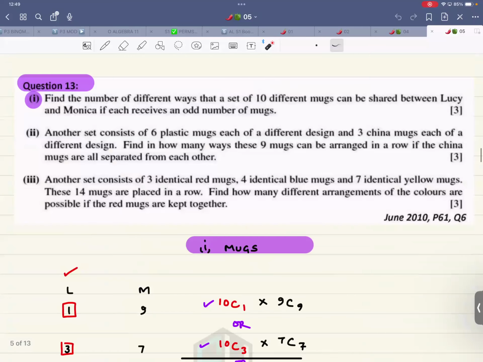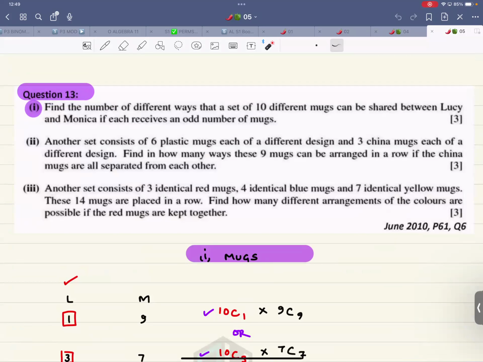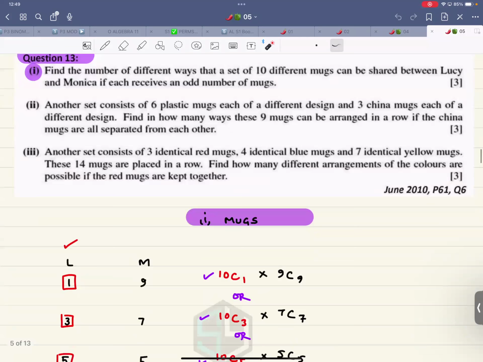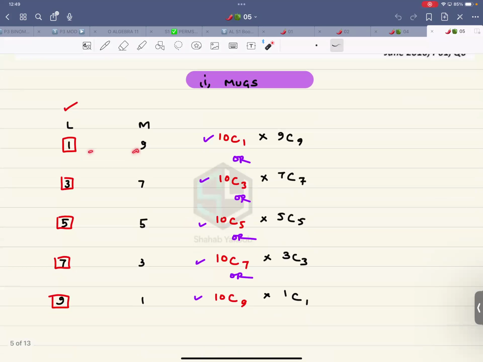Yes. Now it says, find the number of different ways that the set of 10 different mugs can be shared between Lucy and Monica if each receives an odd number of mugs. So now, out of 10 mugs, this is the possibility.